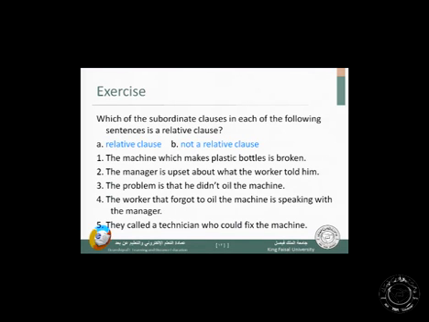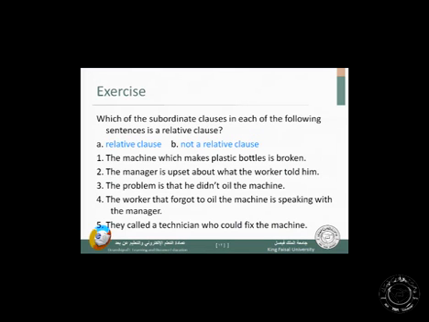Number 4, the worker that forgot to oil the machine is speaking with the manager. Where is the relative clause in this sentence, or where is the subordinate clause in this sentence? That forgot to oil the machine. This is the subordinate clause. Okay, is it relative or not? What does it do in this sentence? Again, it modifies worker. Now we know more about worker.